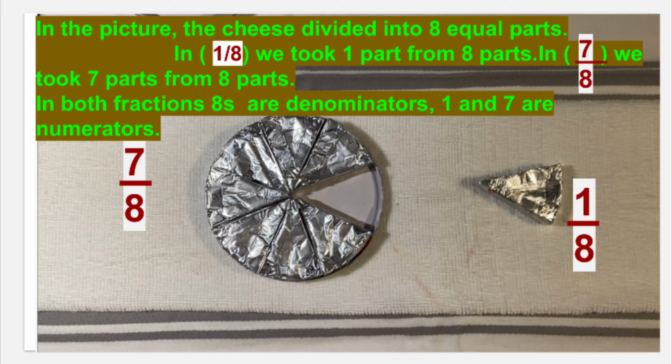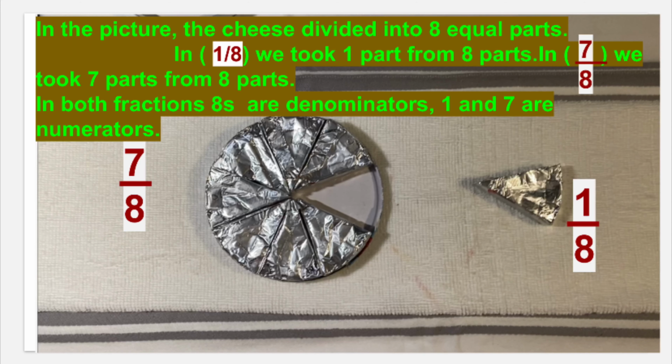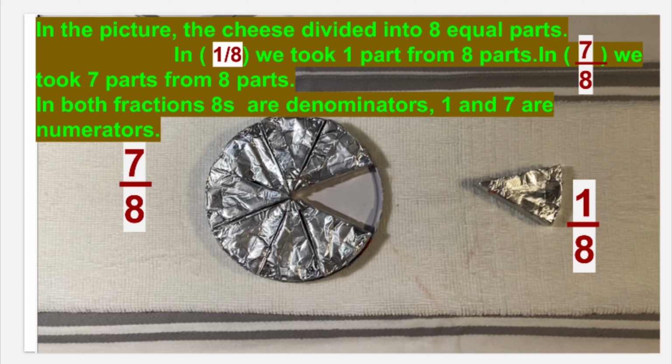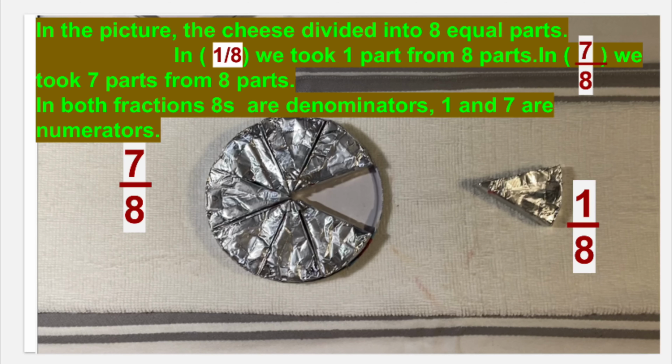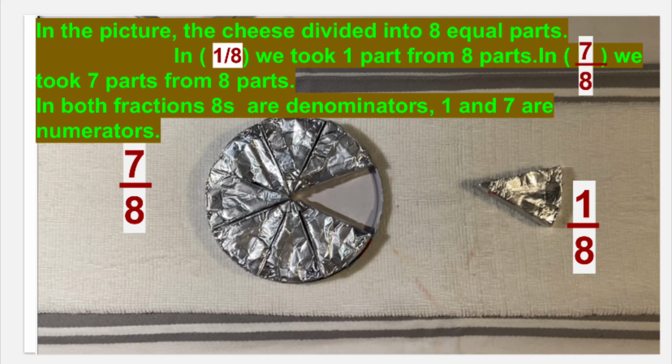It means that we divided the whole container into 8 parts, and that is the denominator, the number 8, and we took 1 piece out of 8. I put that one in the numerator. In the container, if you take a look, there are 7 pieces, and the fraction for those pieces is 7/8. So it means we divided the container into 8 parts, and in the denominator again is 8, and we took 7 parts and put them in the container.